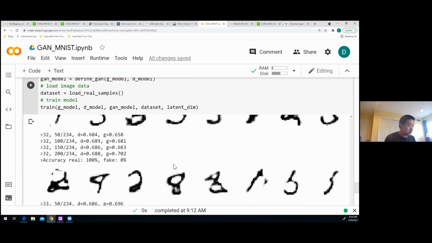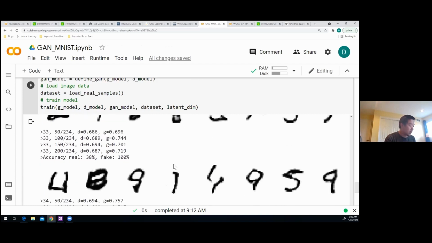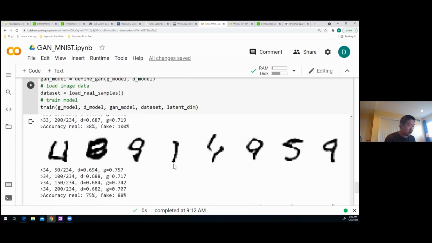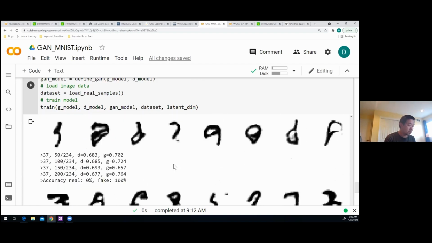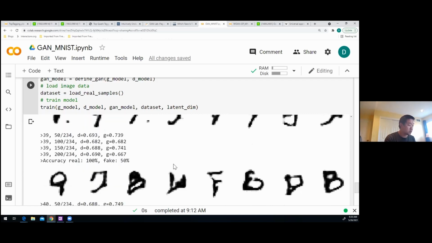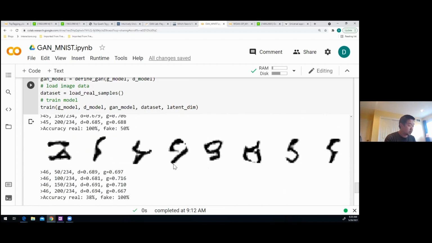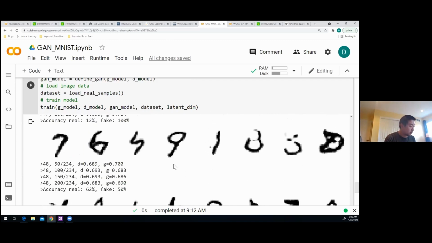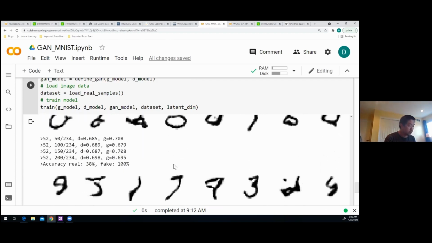So yeah, I would say it's sort of learned how to do a good job, maybe, I don't know, 10, 20, 30% of the time based on these examples. And the rest of them are clearly not MNIST digits. So yeah, I think that's the demo. So that's how the GAN works, and it's not going to improve much from here.